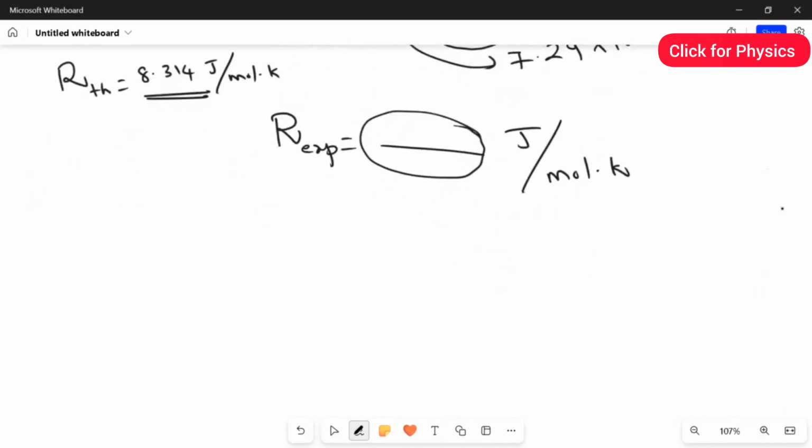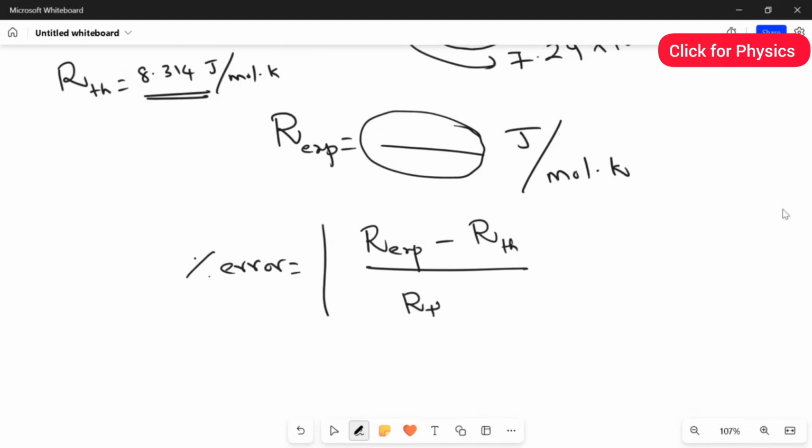So how can we calculate the error percentage? The error percentage is equal to the absolute value of the R value by experiment minus the R value by theory, which is our standard value, divided by R theoretical, multiplied by 100. So when you substitute the value here, your answer should be between 0 to 10% of error. That's it. Thank you.